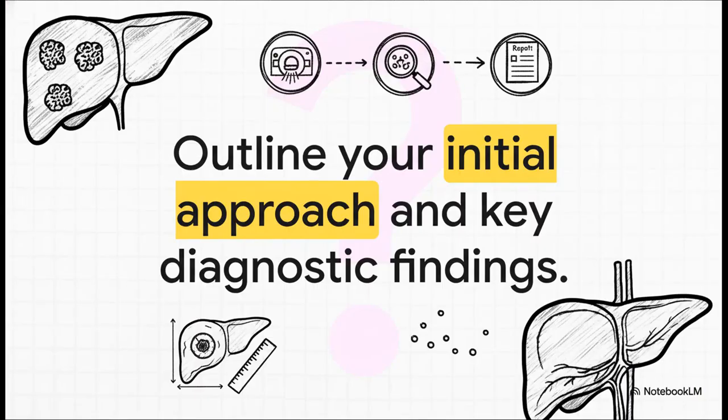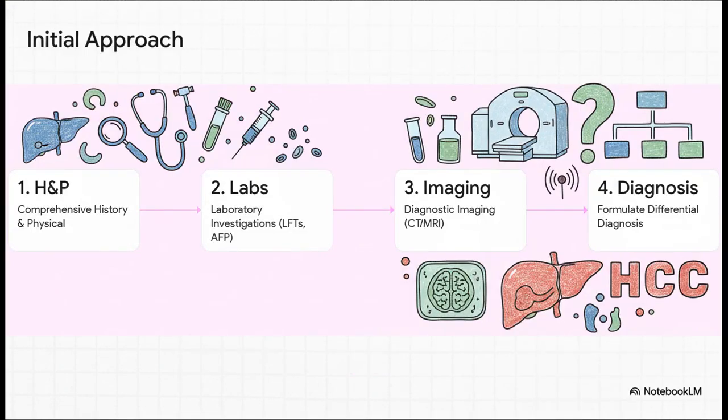Very well. Outline your initial approach and tell me what key diagnostic findings you are anticipating on the imaging. My initial approach breaks down into 4 steps. First, a really comprehensive history and physical exam, where I'm specifically looking for any signs of decompensated liver disease. Second, I'll need some laboratory investigations: liver function tests, a coagulation profile, and of course the tumor marker alpha-fetoprotein. Third, we need definitive diagnostic imaging. And finally, with all that information, I'd formulate a differential diagnosis.